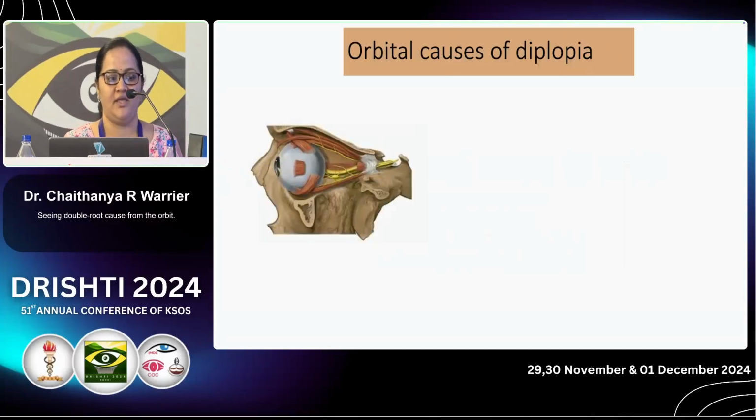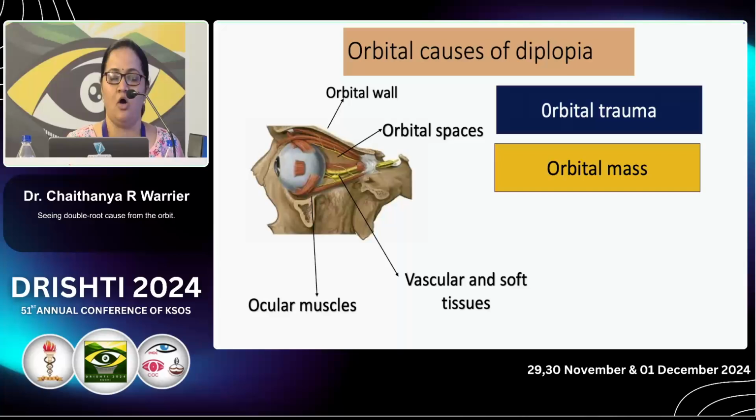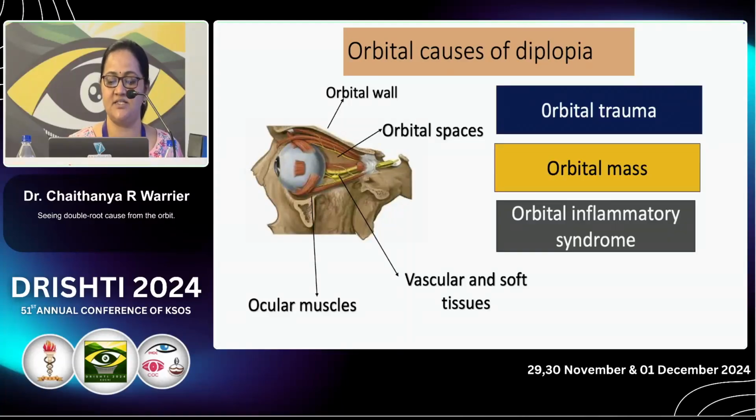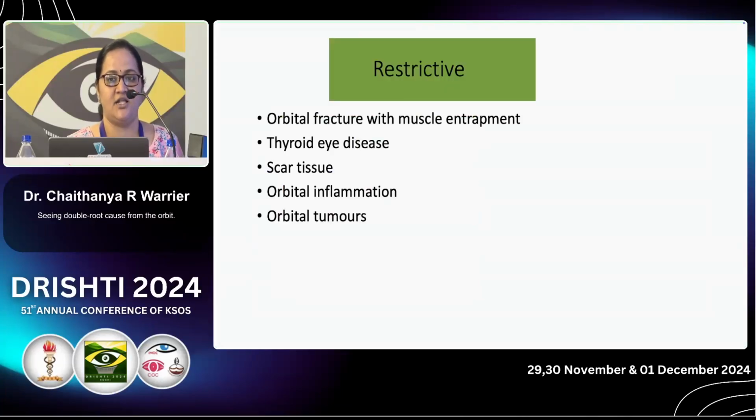Orbital causes of diplopia can be due to orbital wall involvement or orbital spaces and vascular and soft tissues in the orbit or ocular muscles. So it can be due to orbital trauma, orbital mass lesions, or orbital inflammatory syndrome and thyroid eye disease. Basically, the mechanism behind this diplopia from orbit will be either mechanical or restrictive and paralytic. Restrictive causes will be from orbital fracture with muscle entrapment, thyroid eye disease, or scar tissue due to any cause relating to the orbit, or orbital inflammation and restrictions due to orbital tumor involvement.